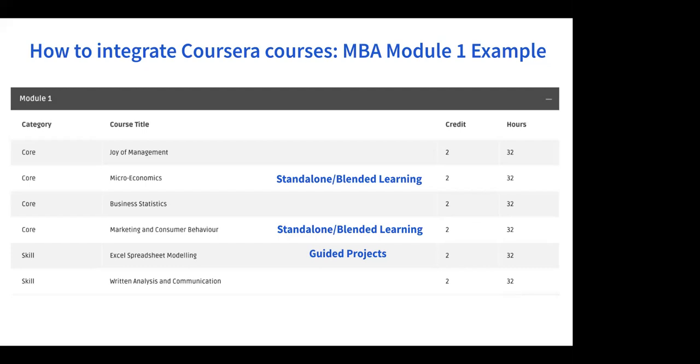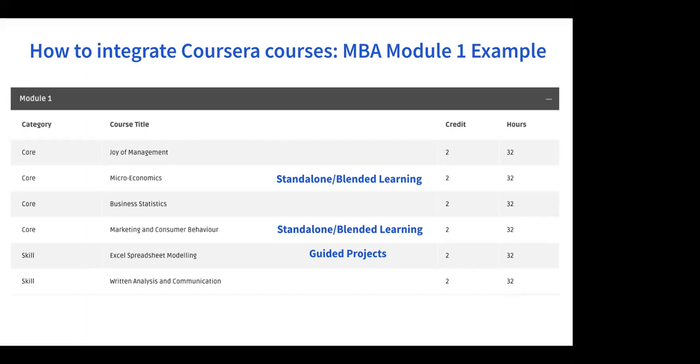So I've taken an example of an MBA module, but of course you can similarly create this sort of structure for any subject or any school that you are related to. For example, if a faculty is teaching the MBA first year students, maybe these are the 6 subjects that a first year student is supposed to study. The first subject is Joy of Management. It's a 2-credit course. Then there is microeconomics, business statistics, marketing and consumer behavior, Excel spreadsheet modeling, and written analysis and communication. This is the syllabus for a first year student for their first semester of MBA.